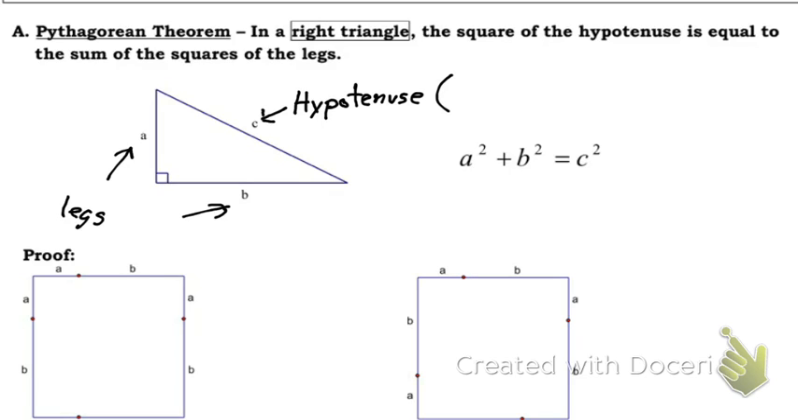I'm going to put two important facts about the hypotenuse. It is always going to be your longest side. And it's across from the 90-degree angle.